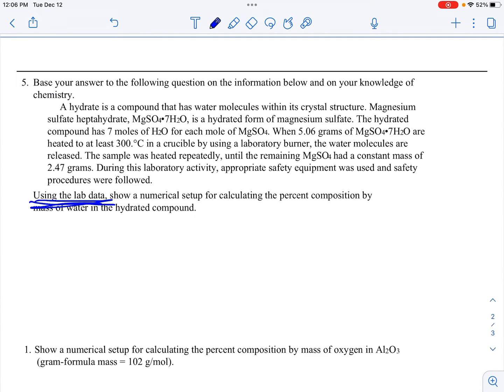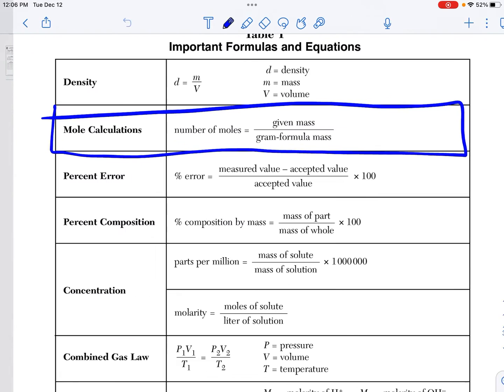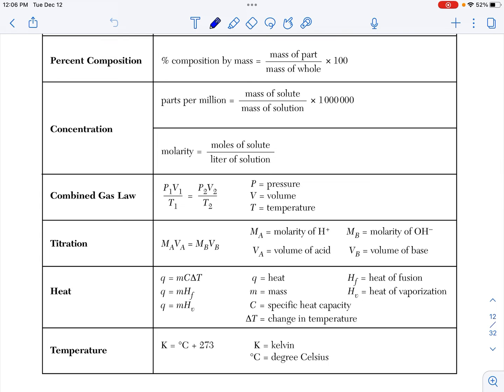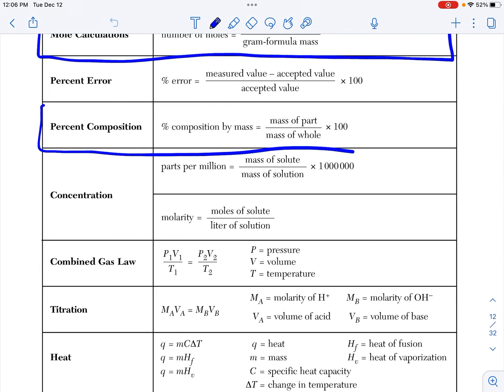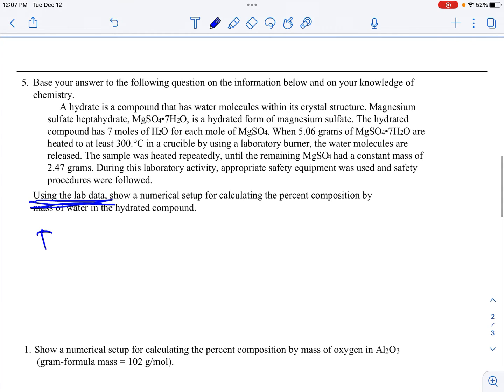Now, there's all of this stuff, and it says, show a numerical setup for calculating percent composition by mass of water in the hydrated compound. So let's go back to the reference table and show percent composition is right here. Mass of part over mass of whole times 100. So back here, part over whole times 100.